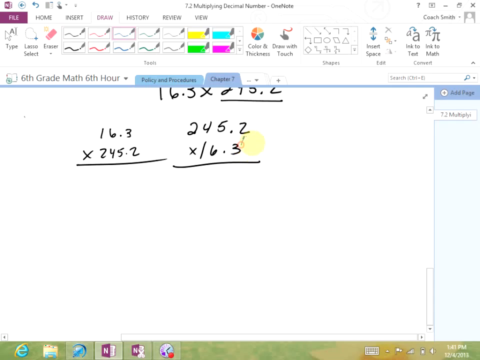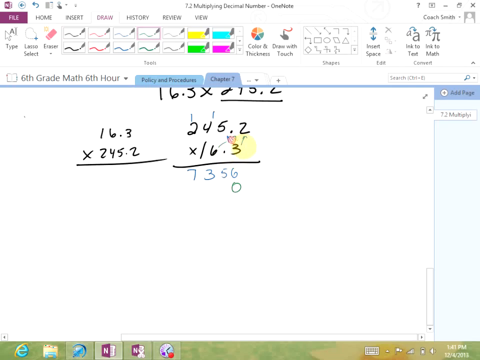We take the 3 times the 2, and that's 6. 3 times the 5, and that's 15. Carry my 1. 3 times 4 is 12, plus 1 to be 13. Carry my 1. 3 times 2 is 6, plus 1, 7. Bring down a 0.